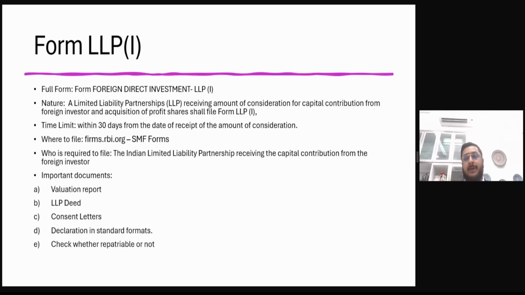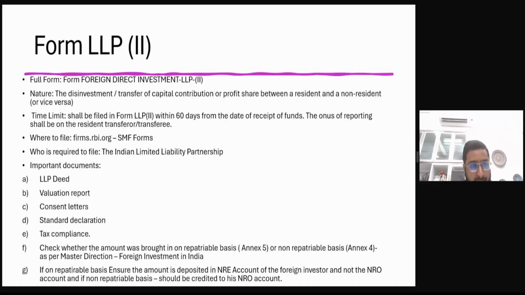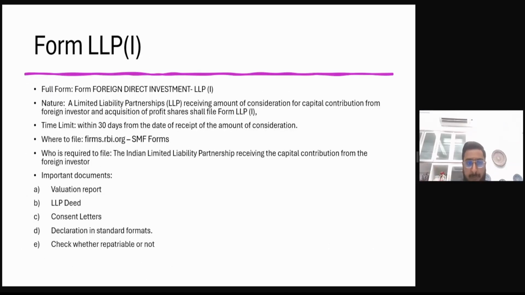You should see the deed, whether we can receive FDI, whether there are any restrictions, consent letters. Then there are certain declarations which you require. Declarations will be required. Also, I have not mentioned it over here, but even a CS declaration will be required because money is coming in.